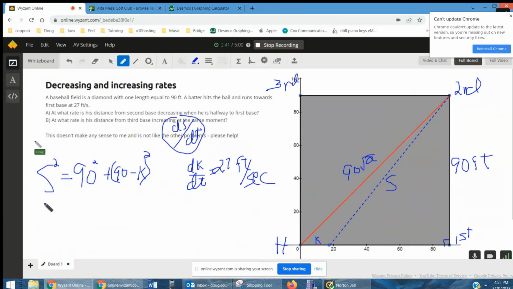Okay, so we'll use implicit differentiation. The derivative of s squared with respect to t is 2s ds/dt. And over on the right, the derivative of 90 squared is 0. The derivative of this term, using the power rule, bring the 2 down front, 90 minus k, reduce the exponent by 1, and then multiply by the derivative of the inside. That's the chain rule. Well, that'll be a negative 1 times dk/dt.